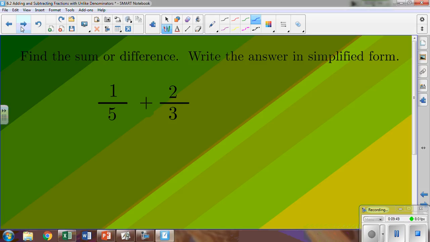Let's do a couple more examples. 1 times 3. 2 times 5. 5 times 3. And so when we continue, 3 plus 10 equals 13. And we have our answer, 13 over 15.